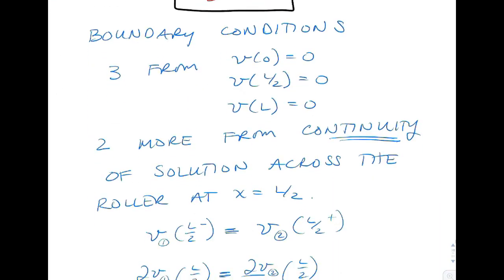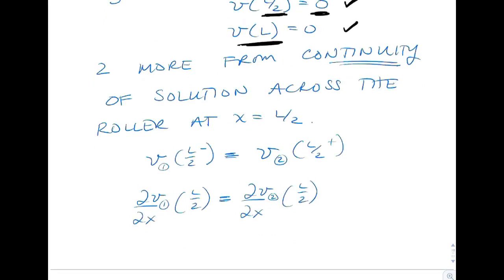Boundary condition wise, what do we know? At the left end, I have no translation, right? No transverse deformation. At L over 2, where the roller's in the middle of the beam, I have no transverse deflection. And also at the right end of the beam, I have no transverse deflection.